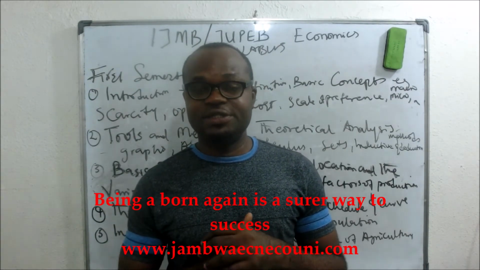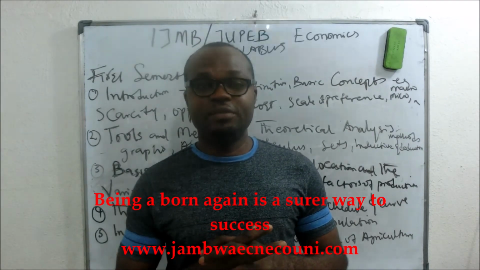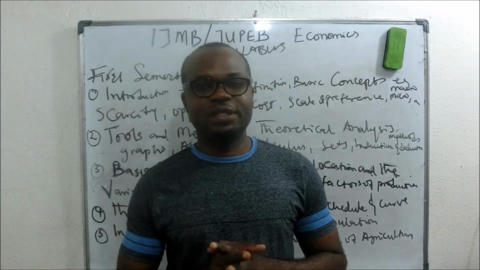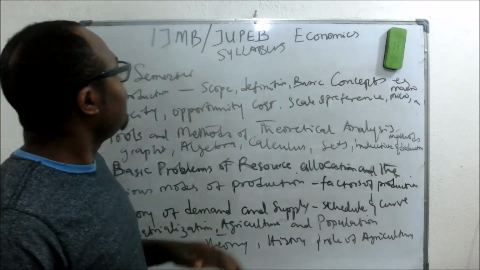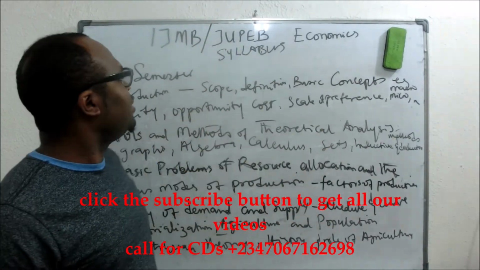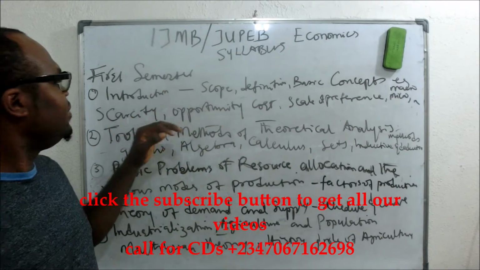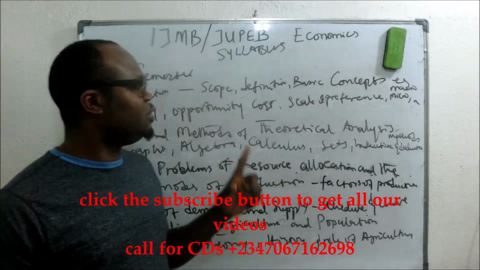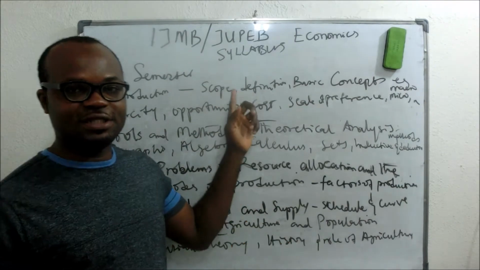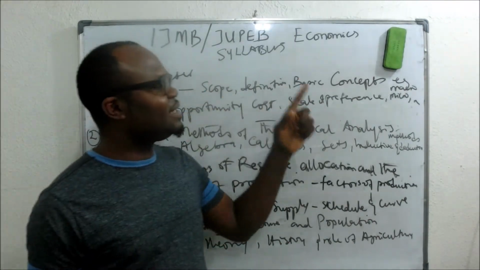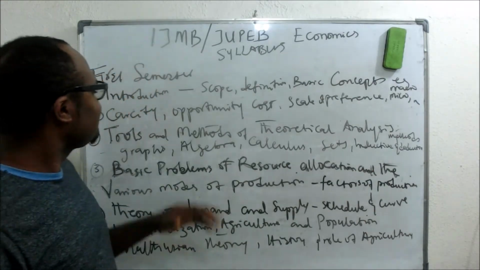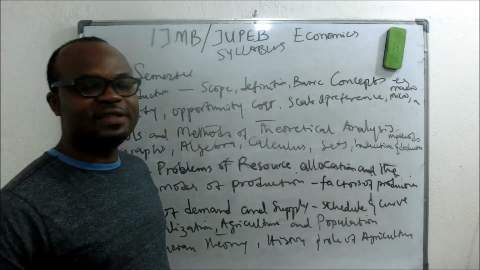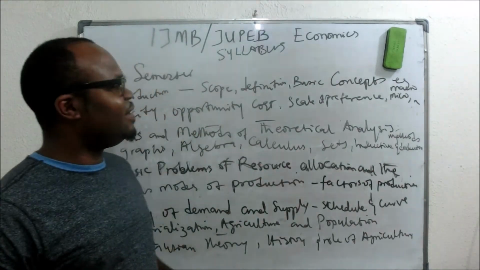We are starting this series for economics, and we're going to be giving you the syllabus so that you know the things that we're going to be looking at. So this is the IJMB JUPEB economics syllabus. For the first semester, we're going to be looking at introduction, under which we look at the scope of economics, the definitions of economics, and the basic concepts. You know, the basic concepts of scarcity, opportunity cost, scale of preference, and all the rest of them.